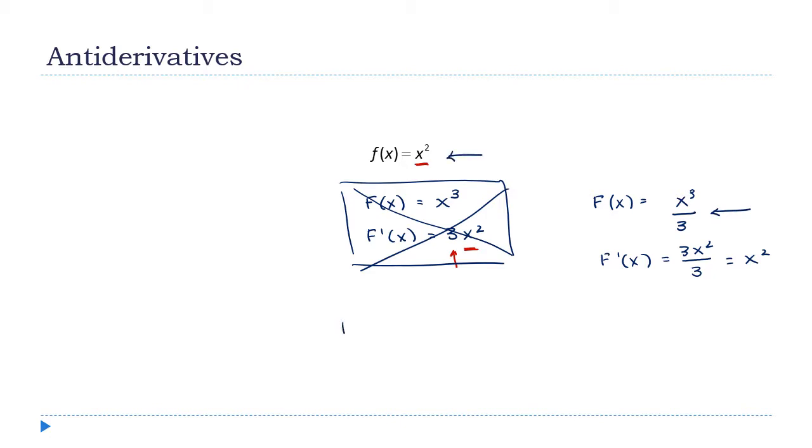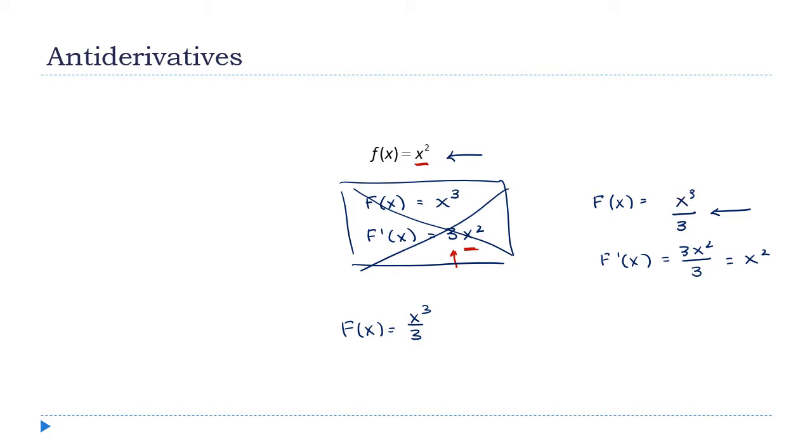So this function here, capital F of x equals x to the third over 3, is an antiderivative of my original function. Now let's think about what I said there, because I chose my words really carefully when I was describing it. I didn't say it's the antiderivative of the function. I said it's an antiderivative of the function. In other words, there's more than one.